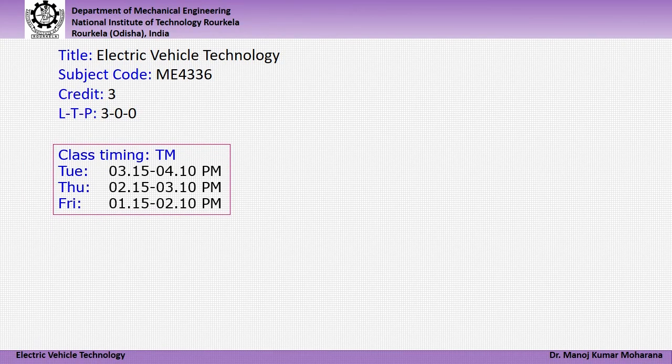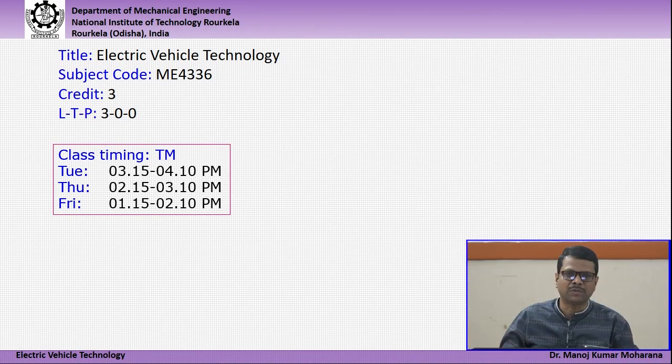For students of NIT Rourkela, the class timings for spring 2020-23 are as follows here. Tuesday we will meet at 3:15 to 4:10 p.m., Thursday at 2:15 to 3:10 p.m., and Friday at 1:15 to 2:10 p.m.